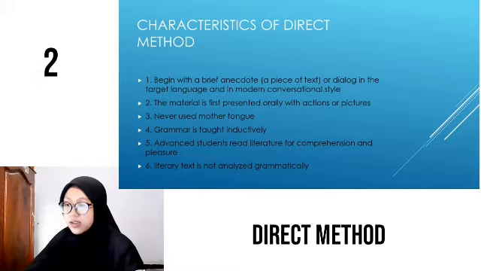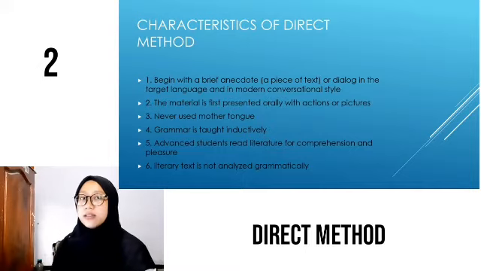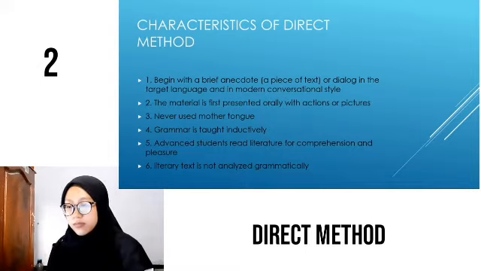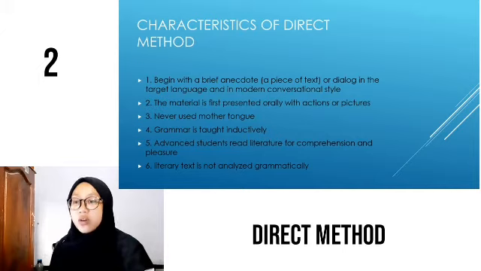The teacher says, "John and Mary." And the students answer, "Where are John and Mary going?" This material is first presented orally with actions or pictures. Actions or pictures are used instead of translation. In this method, the mother tongue is never used. This is clearly a reaction to the use of translation in GTM.